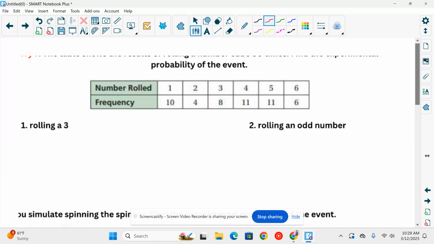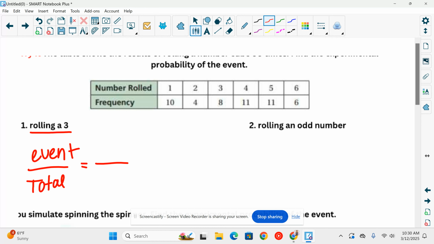Alright, it says the table shows the results of rolling a number cube 50 times. Kind of like what we did yesterday. Find the experimental probability of the event. So our event here is rolling a 3. That's the event. So we want the event over the total.